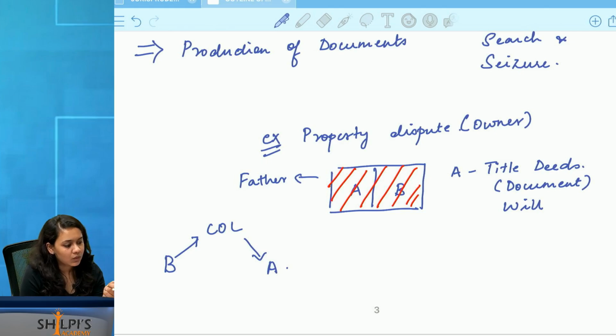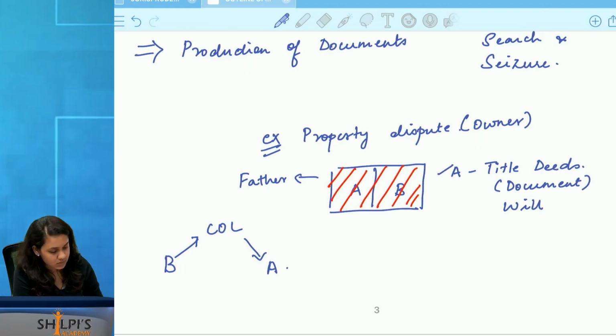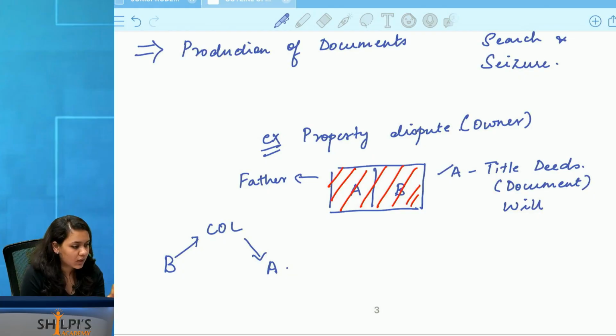But whatever it is, if you're going before the court of law, don't you need to provide the evidence? Okay. Now, who is holding the evidence? A is the one who has the title deeds. But it's B who's making the claim. The person making the claim has to provide the evidence. And what can B do over here? He can't do anything because he doesn't have the document with him.